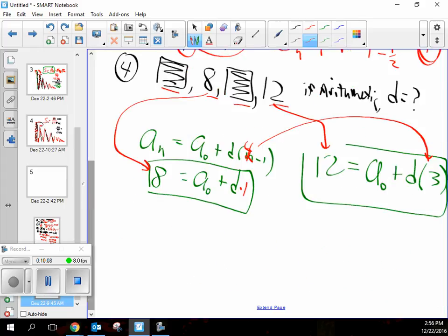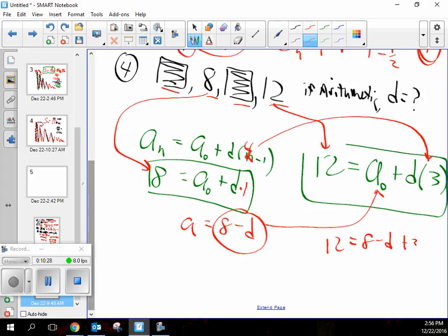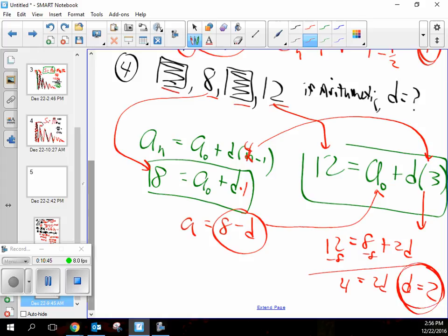And if you, let me see here. If you put the one formula into the other formula, if we solve this for A, it would be equal to 8 minus D, and put 8 minus D in for A right here, I'll have 12 equals 8 minus D plus 3D. That's just that. And the minus D plus 3D would be plus 2D. And then I'm subtracting 8 from both sides. And I get 4 equals 2D, so D must equal 2. That was the difference for that arithmetic.